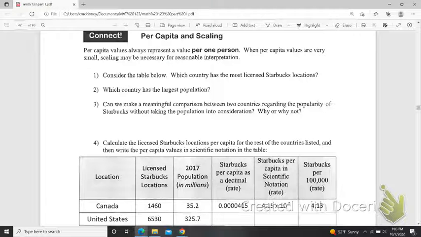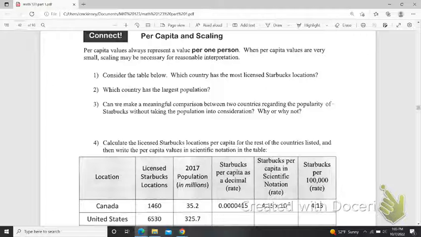Hello, Math 123 class. We're going to talk today about per capita and scaling things. All right, so we've mentioned previously that per capita means for one person. And so when per capita numbers are extremely small, to actually be able to write a reasonable and meaningful interpretation, we often have to scale them.